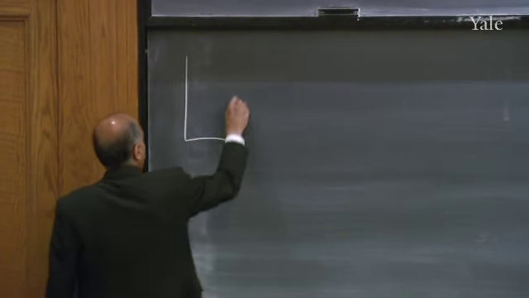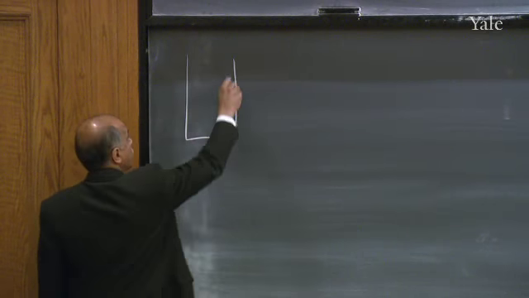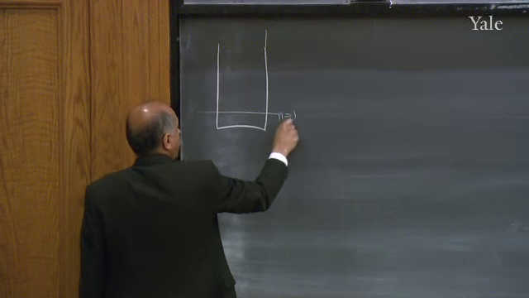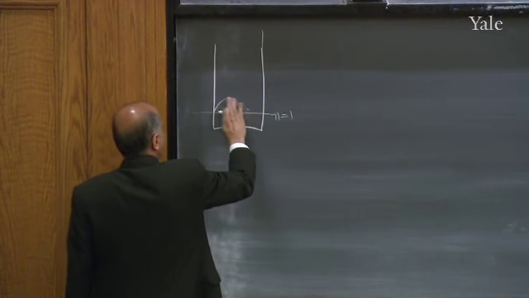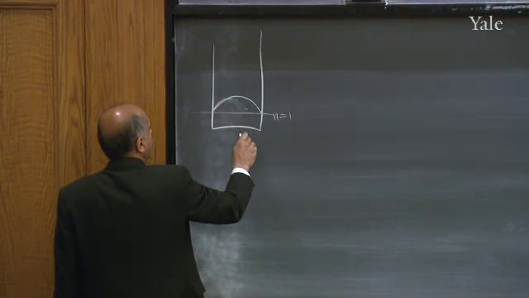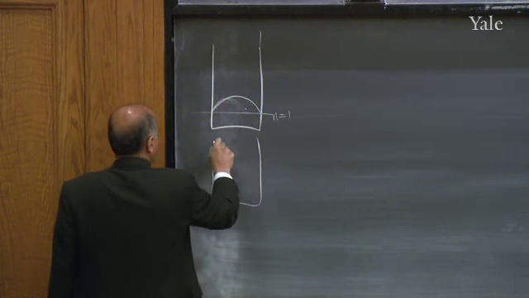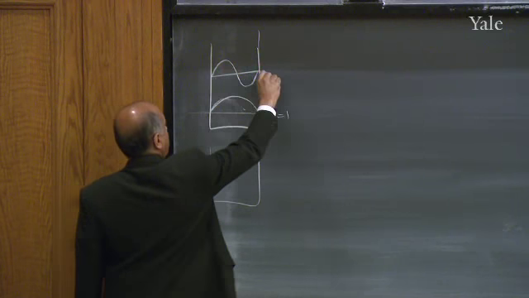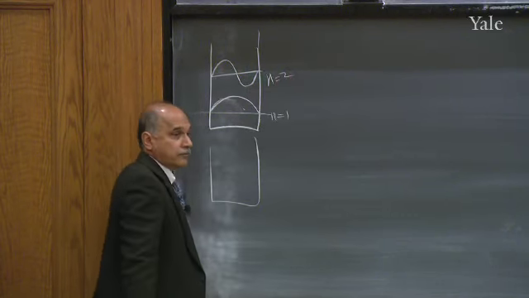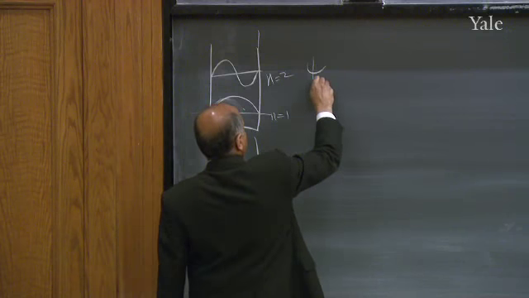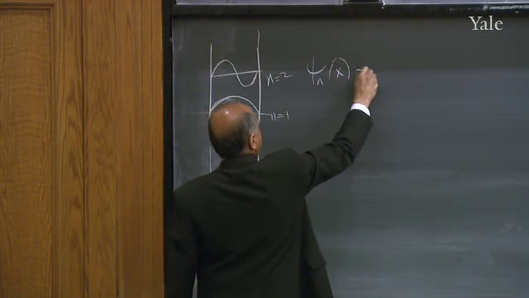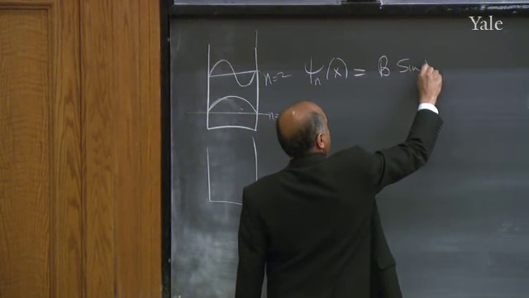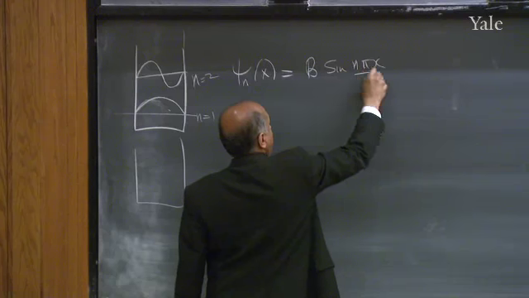So let's have a picture in our mind. Here is the well. It's going all the way to infinity. There is a state n equal to 1, and the function looks like this. Then there is a state, let me draw it right there. It looks like that, n equal to 2, and so on. In the psi sub n, let me label the energy by n, is equal to some constant b times sine n pi x over L.